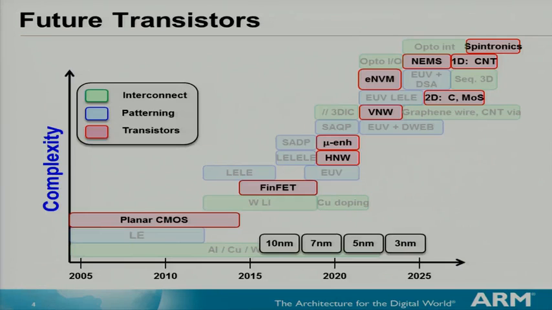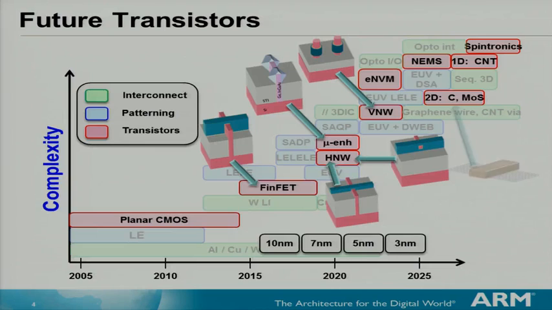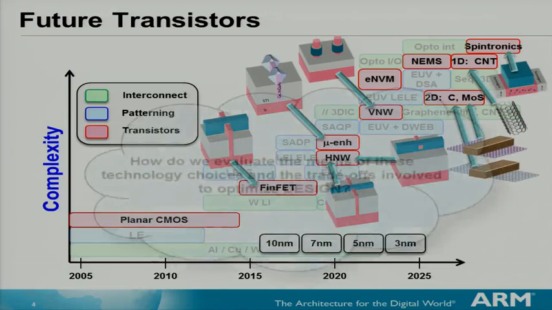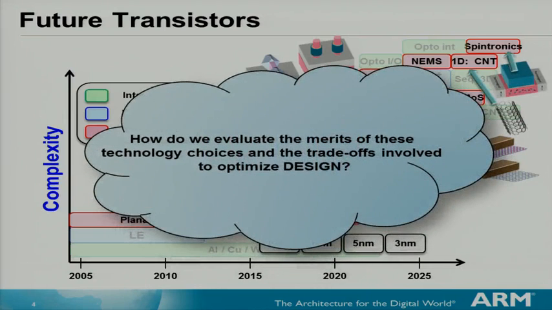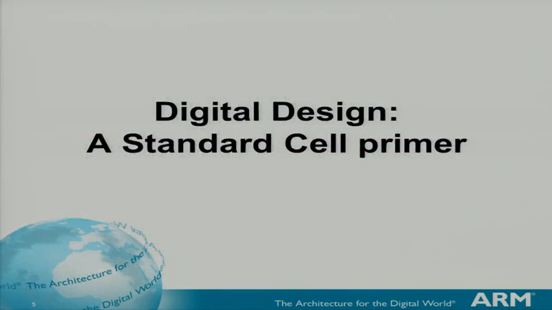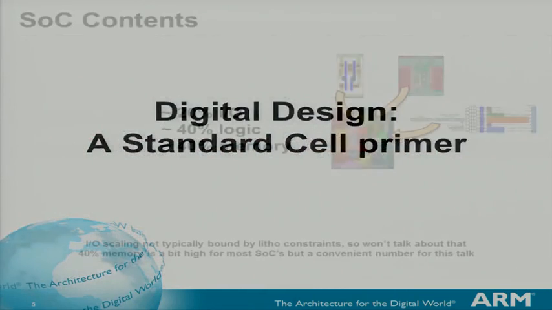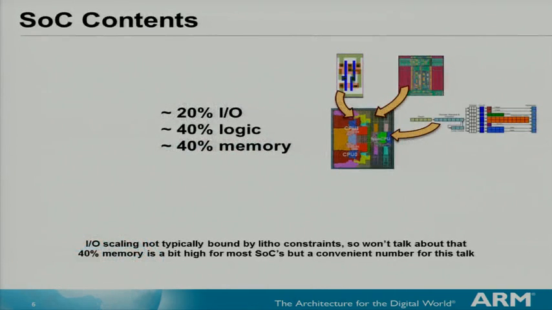Now, it's very important for designers to look into these exotic devices. They're really interested. But there's a gap between what kind of research is done and what results are published and what we're looking for. And the big question, again, this is just a cartoon which shows the different device options. And the big question is, how do we evaluate the merits of these technology choices and the trade-offs involved to optimize design? So for that, let's take a short detour into digital design, and I'll be mainly concentrating on standard cells.